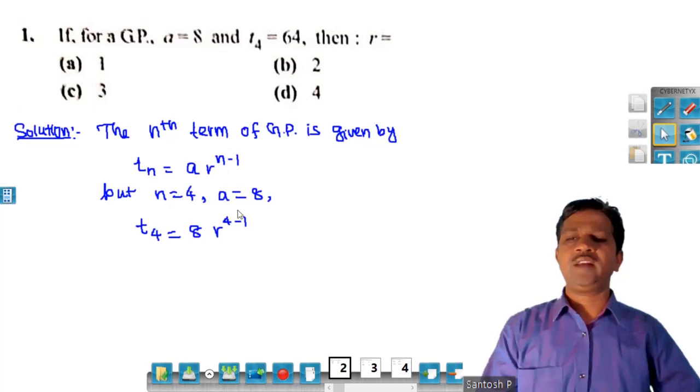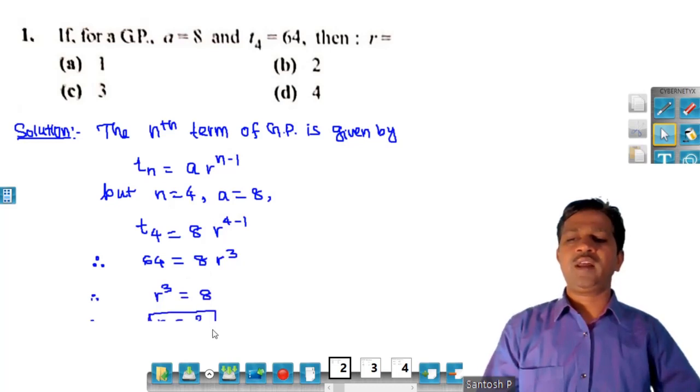So n is 4, 4 minus 1. Now I will put the value of T4, which is 64, equals 8 into R cube. Dividing by 8 on both sides, I will get R cube equals 8, and therefore R is equal to 2. Okay, so that is very simple.